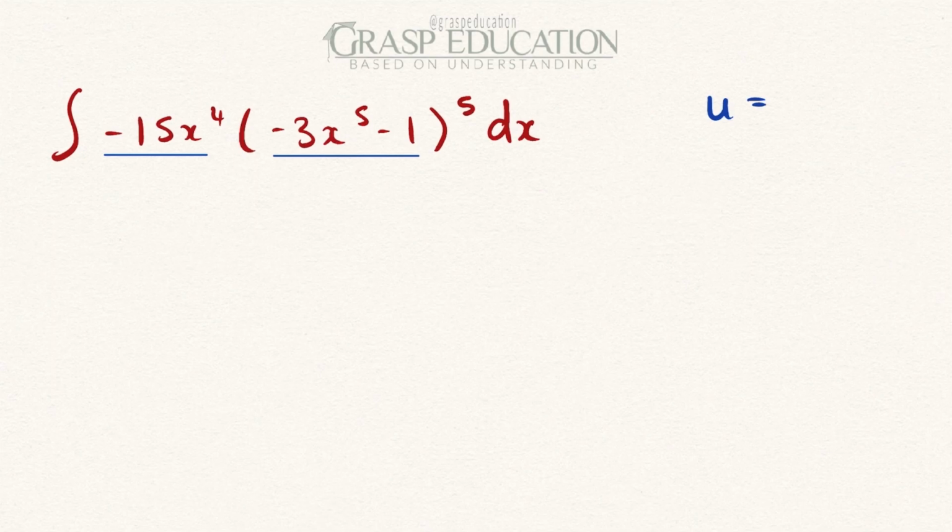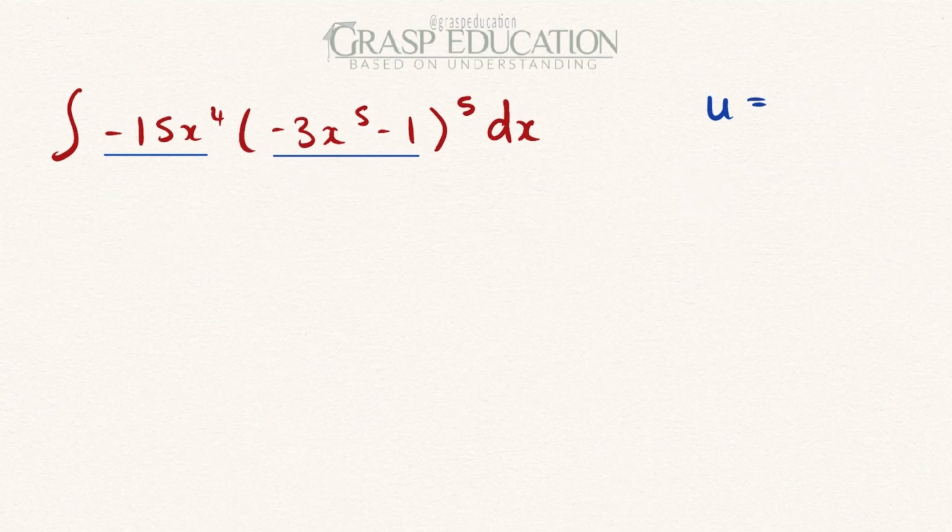differentiating the u expression. So if I had to pick the minus 15x to the power 4 and take the derivative of that, I would need that to represent the minus 3x to the power 5 minus 1. If I took the derivative of this with respect to x, I get minus 60x to the power 3, which does not represent this in any way. So I have picked the wrong u value.